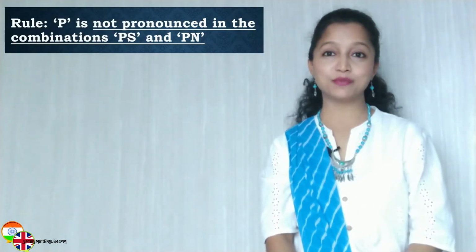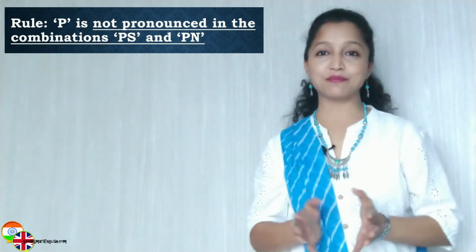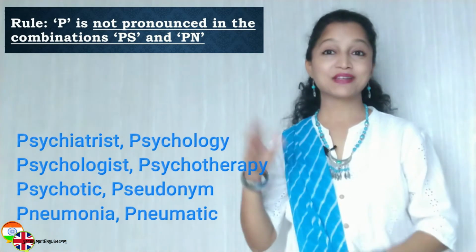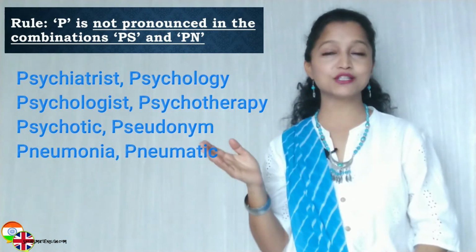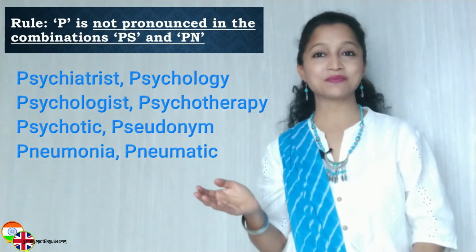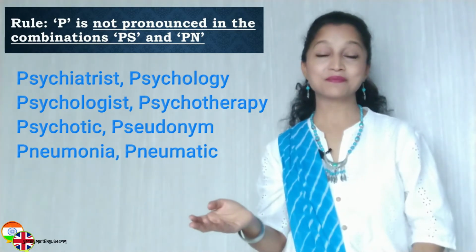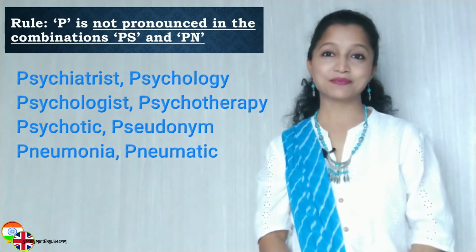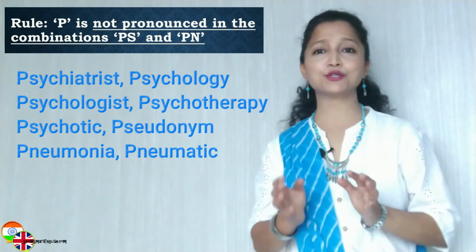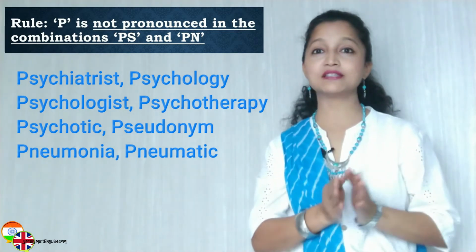The next letter is silent letter P. P is not pronounced in the combination PS and PN, and there are ample examples about it. Psychiatrist, psychology, psychologist, psychotherapy, psychotic, then pseudonym, pneumonia, pneumatic. So many examples. But there is one more word which comes in the combination PT and still P is silent.